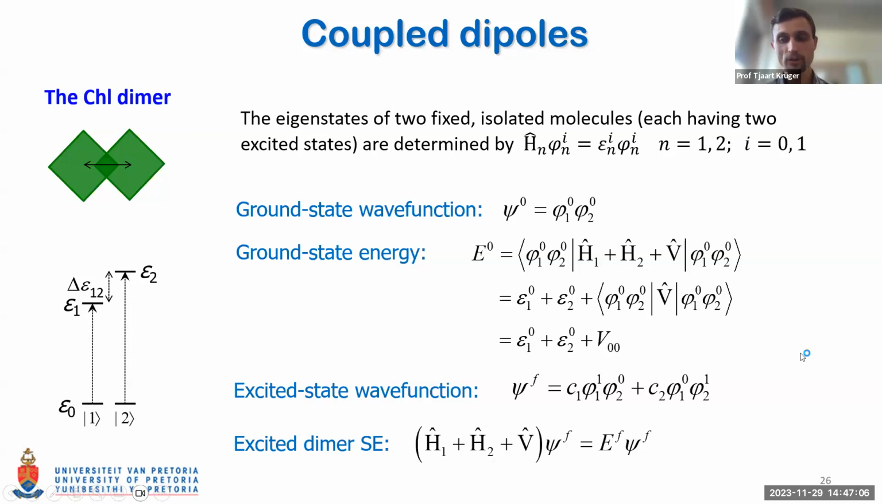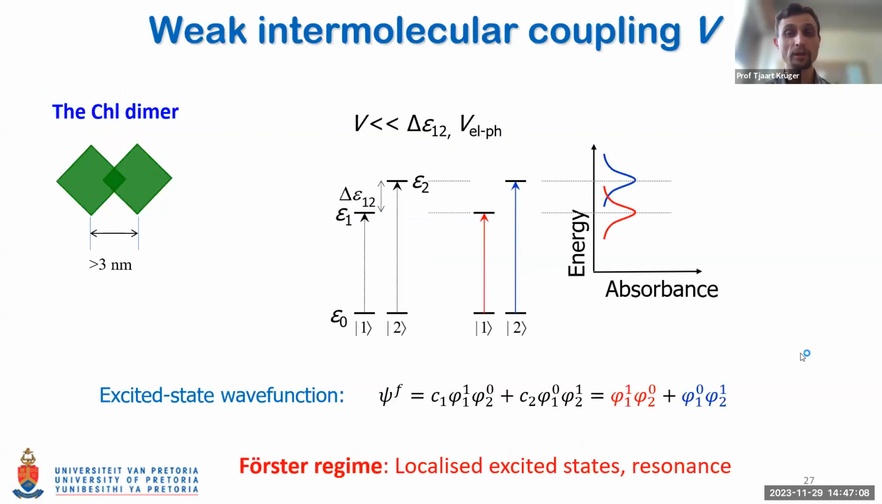Okay, let's now firstly consider the case when the coupling between the dipoles is much less than their energy difference and also much less than the interaction with the phonon environments, in other words, different vibrational modes. In this case, the excitations remain localized on the individual molecules. That's the case for typical center-to-center distances greater than 3 nanometers.